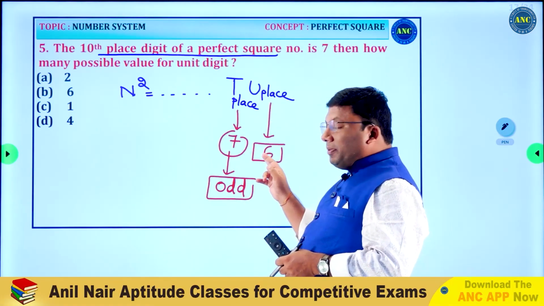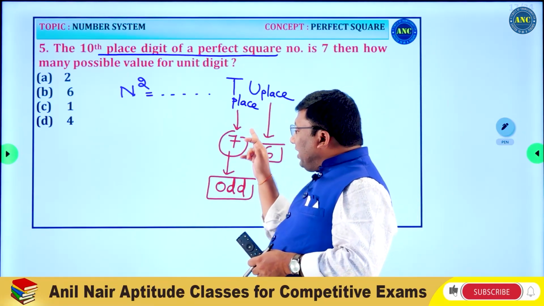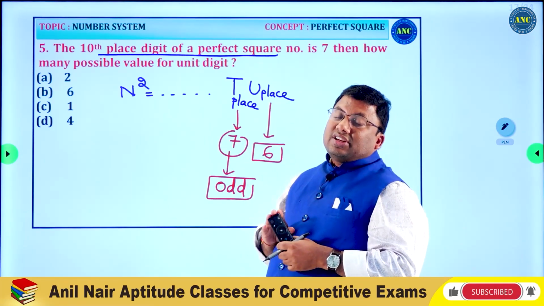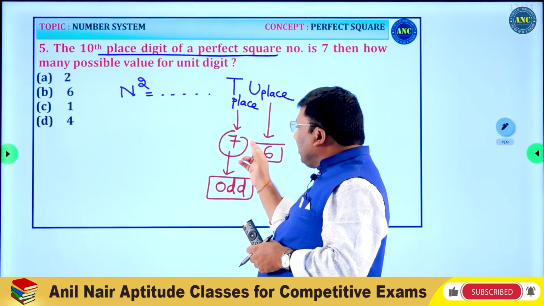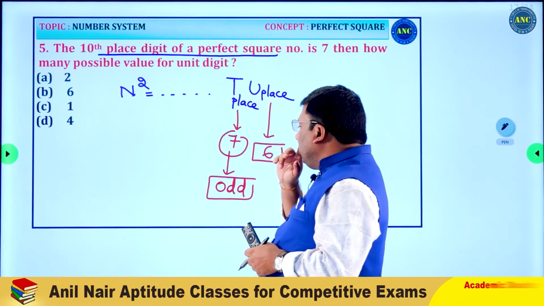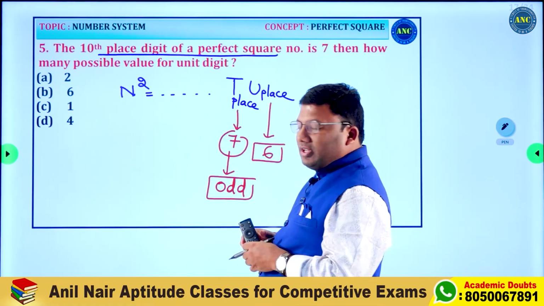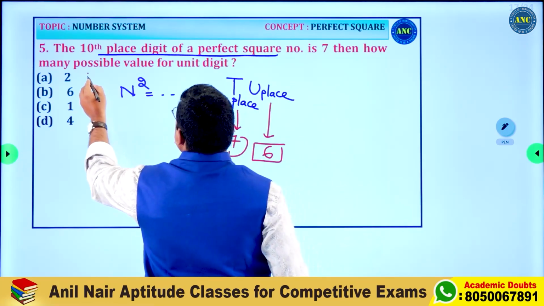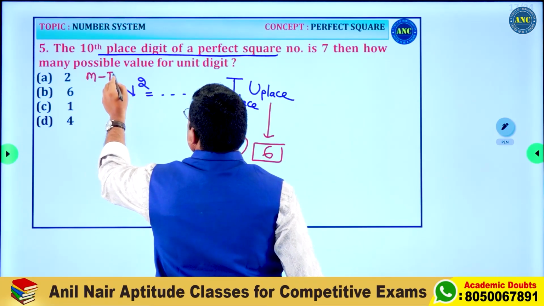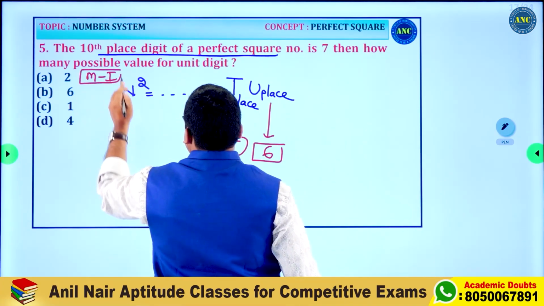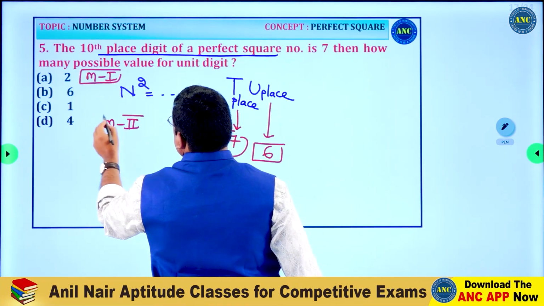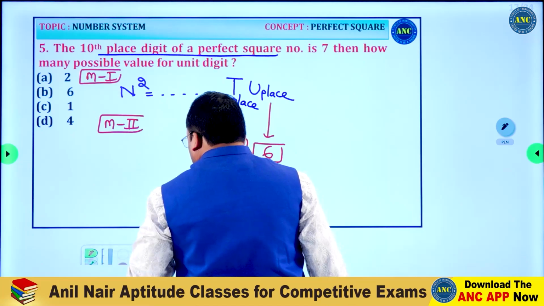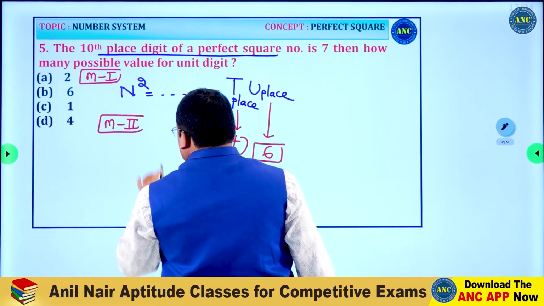For a number to be a perfect square, if the units place is 6, the tens place has to be an odd number, or if the tens place is an odd number, the units place has to be 6. This is again a property based question.